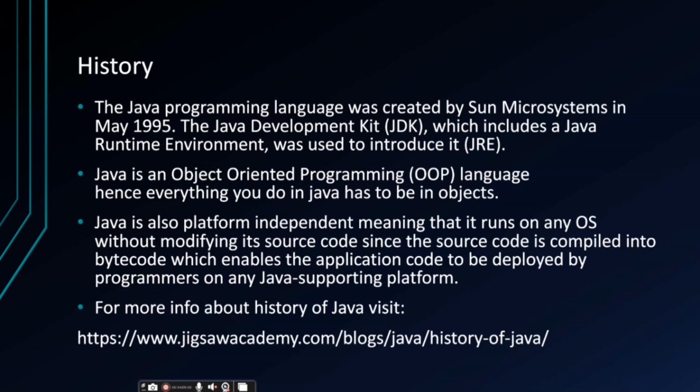Java is an object-oriented programming language, which is also known as OOP. Hence, everything you do in Java has to include objects. Java is also platform independent, meaning that its source code runs on many platforms without you having to modify it, as it just compiles its code into bytecode, which enables the application code to be deployed by programmers on the Java supporting platform.